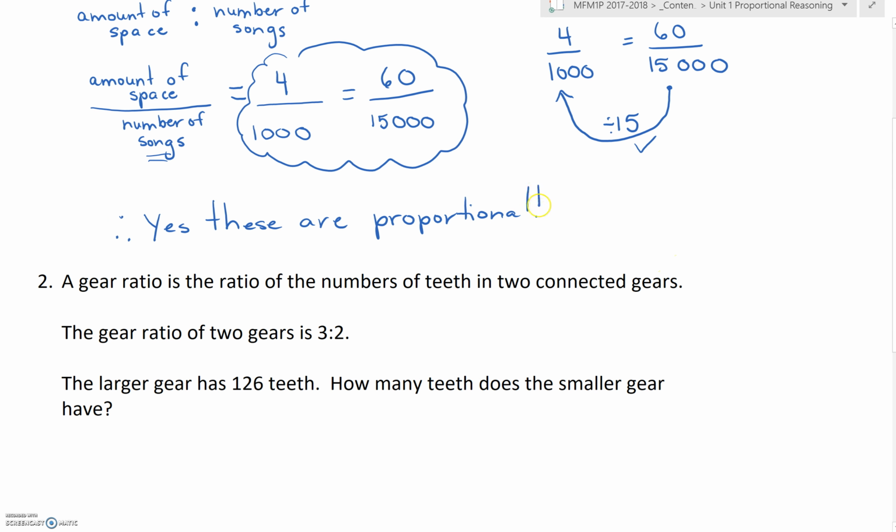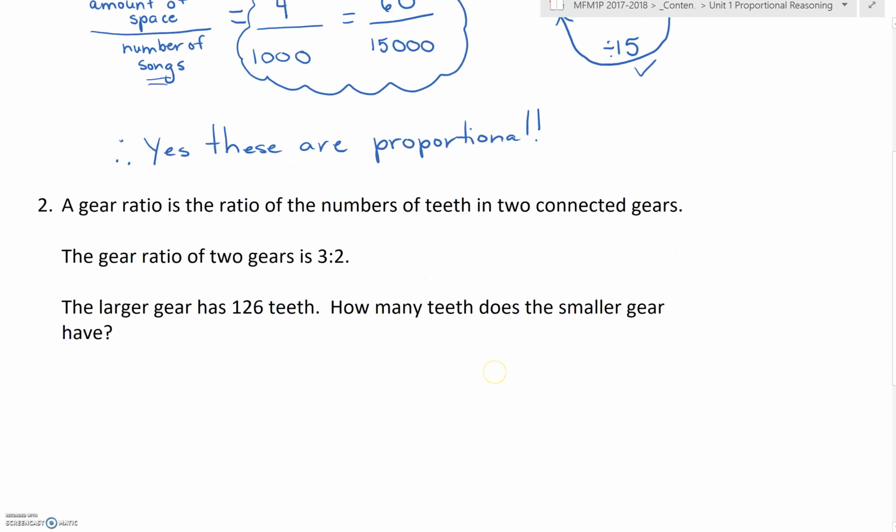A gear ratio is the ratio of the numbers of teeth in two connected gears. The gear ratio of two gears is 3 to 2. Now they don't explain what the 3 represents, what the 2 represents. We know that they're both gears, but we don't really know what they represent. So now we move on to the next part of the question. The larger gear has 126 teeth. How many teeth does the smaller gear have?